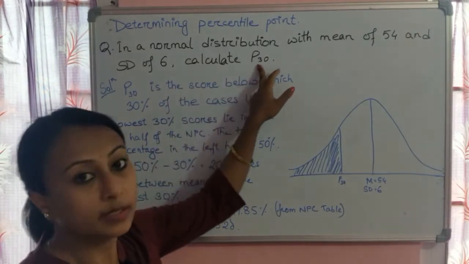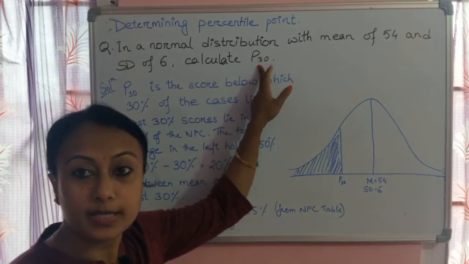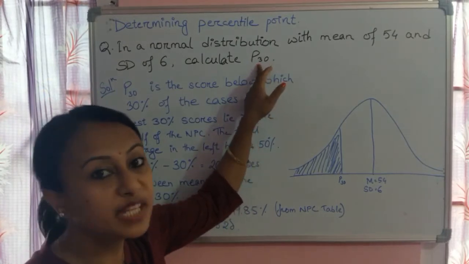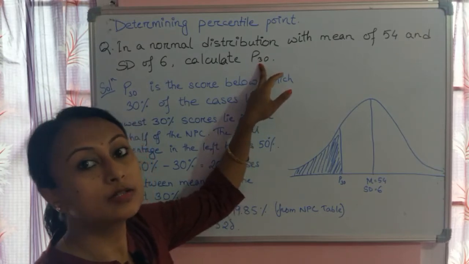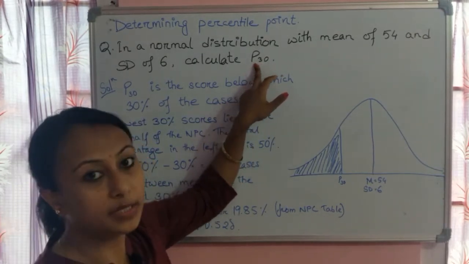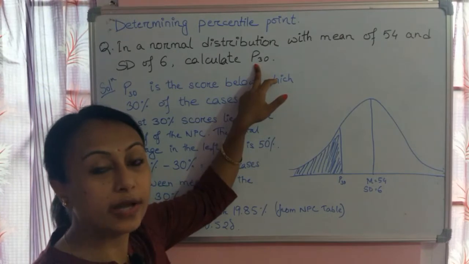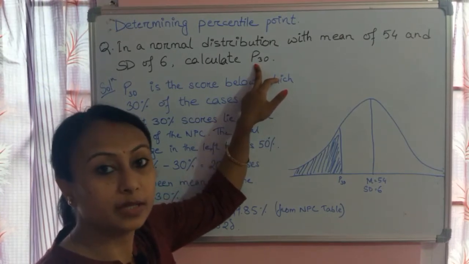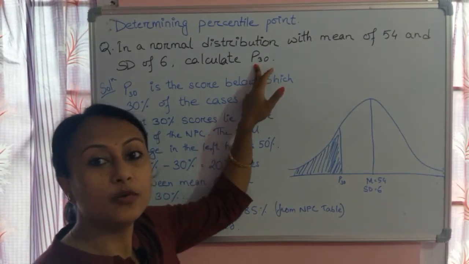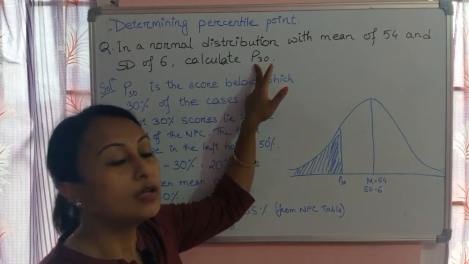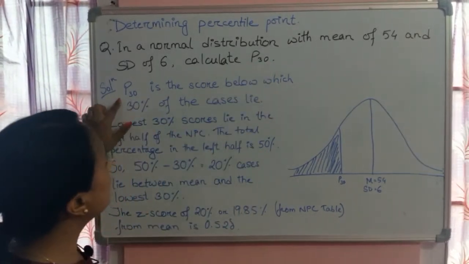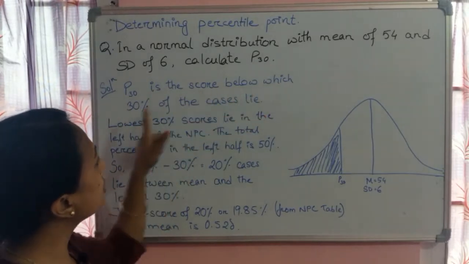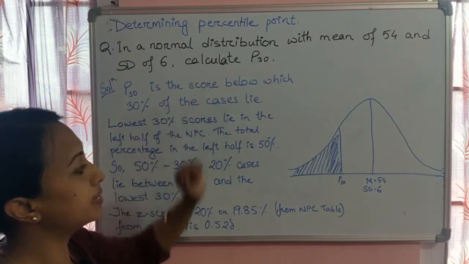calculate P30. The percentile that is given to us is P30, but what we need to find out is the score of this P30. The question is asking what is P30. It means what is the score which represents P30. So what does this P30 actually mean? P30 is the score below which 30% of the cases lie.